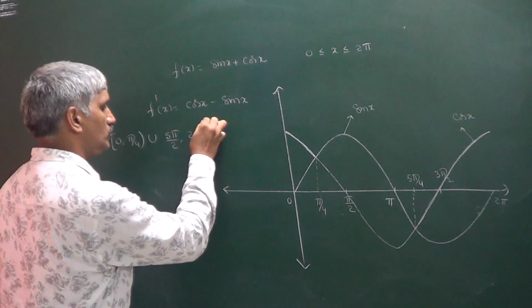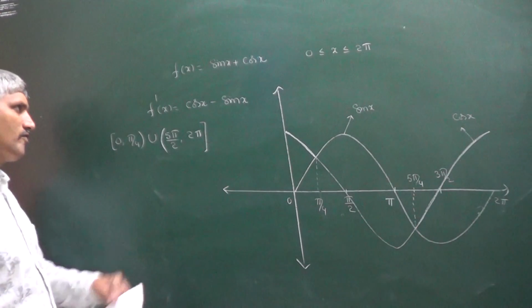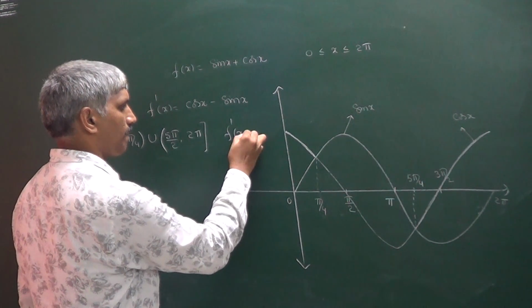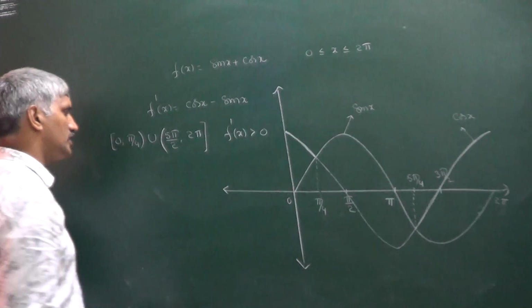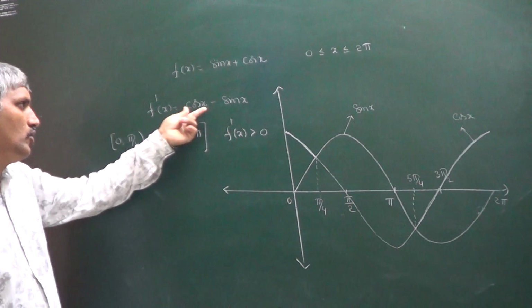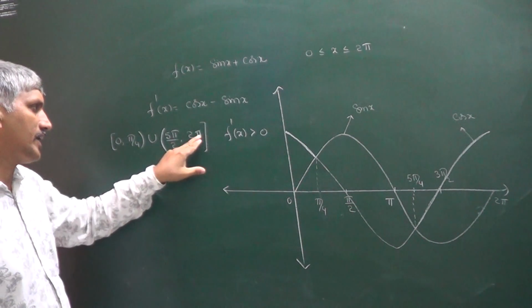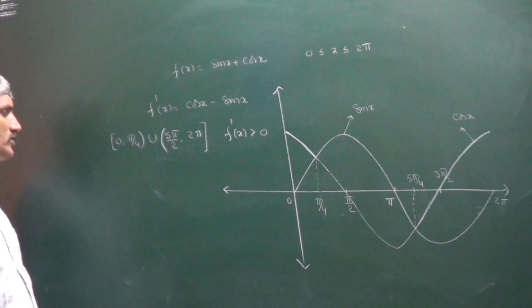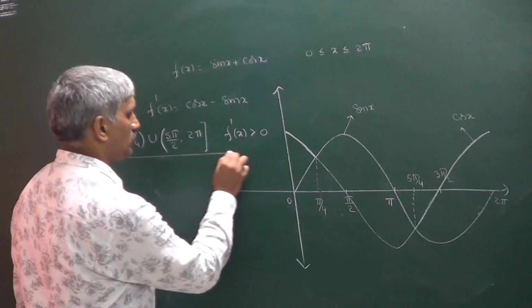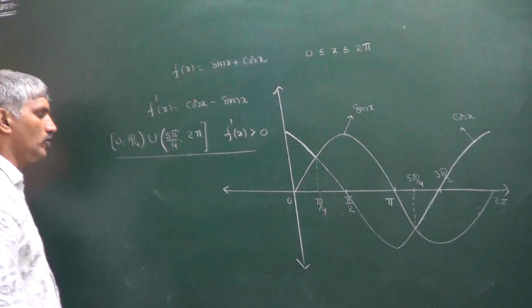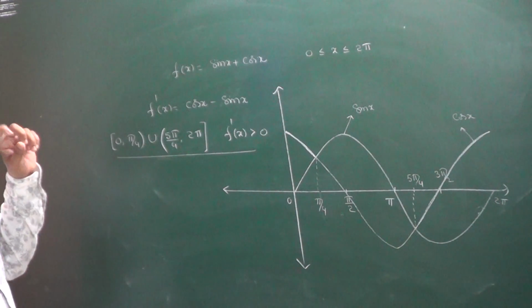For these values, no doubt, you can check that f dash of x is greater than 0. f dash of x is greater than 0, because I took the closed interval: when x is equal to 0 you are getting greater than 0, and at x is equal to 2 pi also we are getting greater than 0. f dash of x is greater than 0 for these values. This is not 5 pi by 2, it is 5 pi by 4.